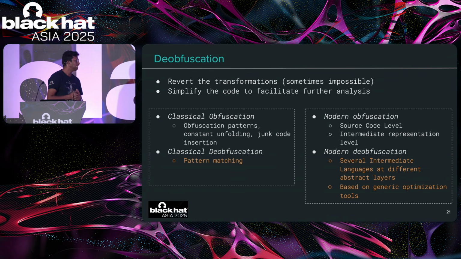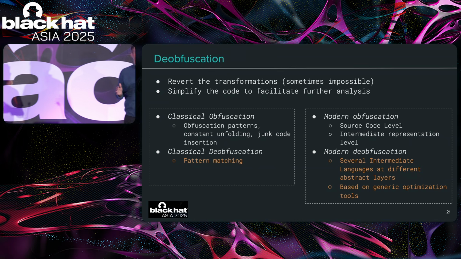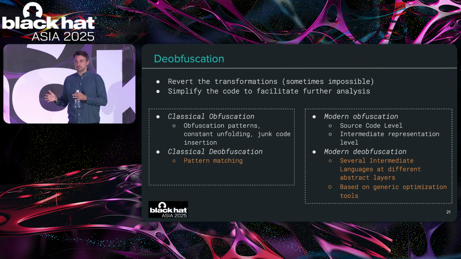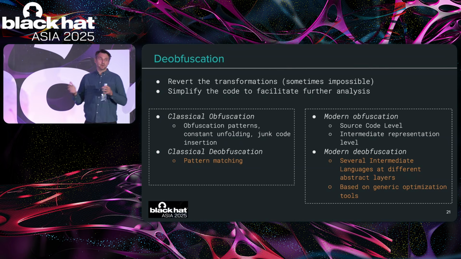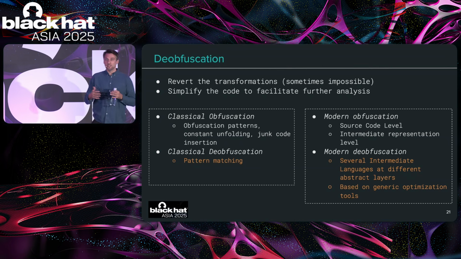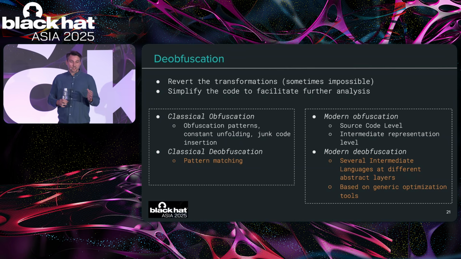So let's talk about de-obfuscation. With de-obfuscation, we try to reverse the process of obfuscation, right? Obfuscation first tries to make it hard to understand what's going on, and in de-obfuscation, we try to simplify it to make it readable again. So we try to revert all those kinds of transformations that Vikas was showing.